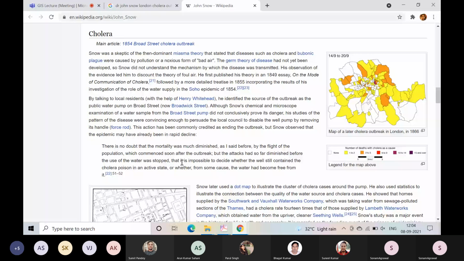So as it is written over there, people used to think that cholera was spreading because of some sort of air-related pollution. So what Dr. John Snow did, since people did not know the reason for the deaths, the reason for the disease, they did not know anything about that.